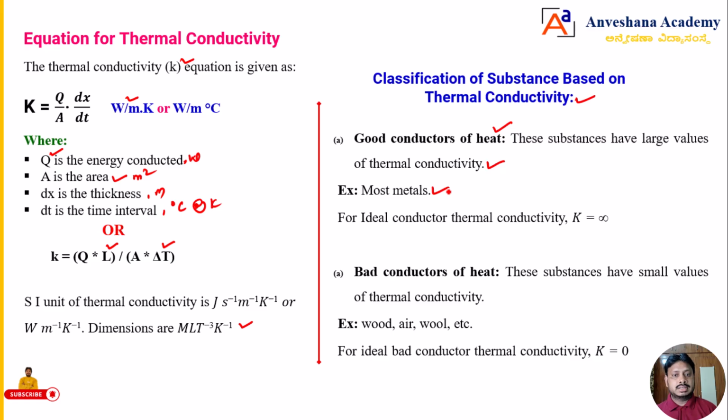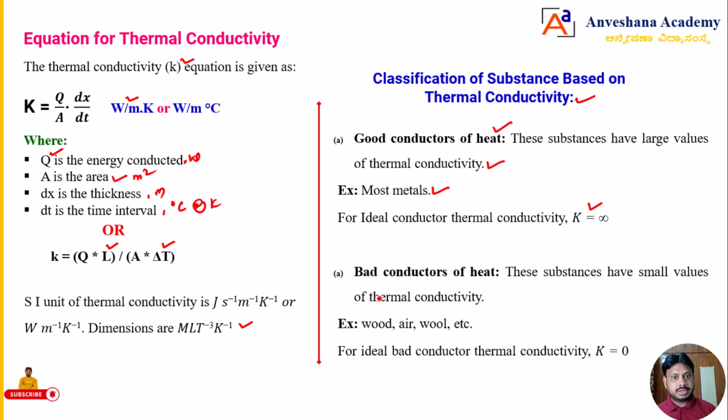Why so? Because they have more thermal conductivity. Because of that, those substances we can call good thermal conductors. So for ideal conductors, thermal conductivity, that is K, is equal to infinity. It's ideal. Practically it is not possible, dear students. Ideally, the thermal conductivity of the material is equal to infinity. It is for good conductors.